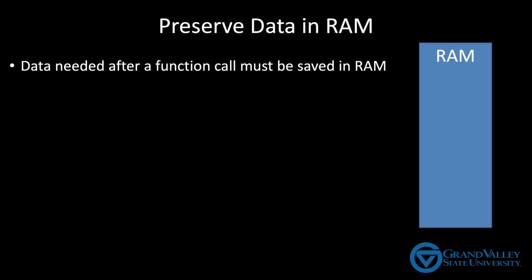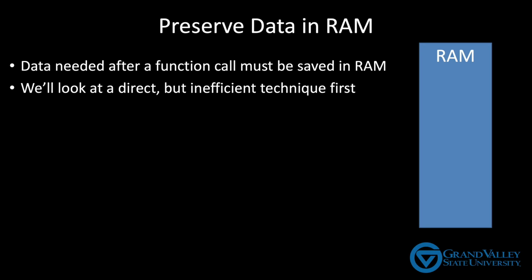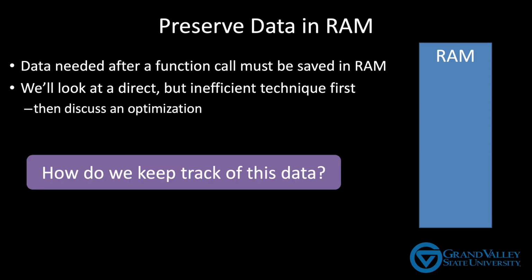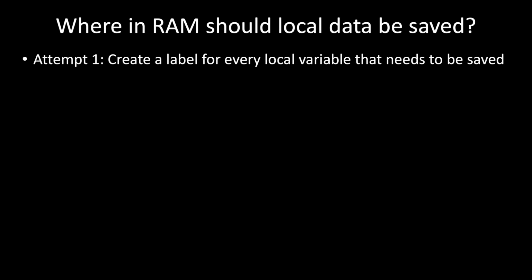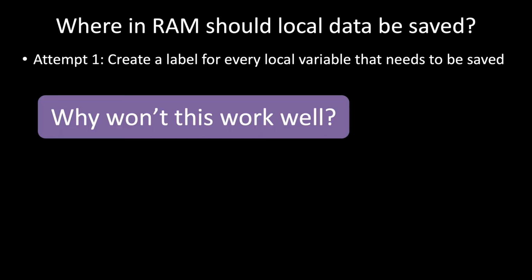So first I'm going to show you a direct but inefficient technique. And then I'll show you a common optimization. The challenge when storing this data in RAM is keeping track of it all. How do we organize where we put all this data? One idea, based on a recent video, is to create a label for each local variable that needs to be saved. But do you see any problems with this?